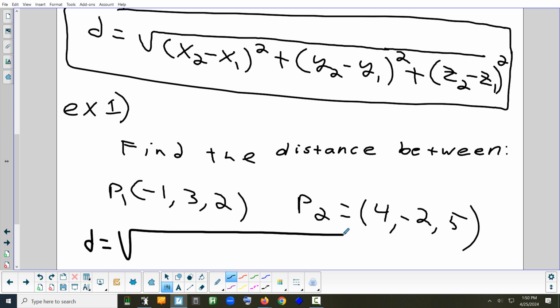All right, what's going to be my first thing that I put down in parentheses under the root? Your x numbers subtracted from each other, number 2, number 1. Okay, so can you tell me what I would write? So open parentheses 4 minus -1 squared. Okay, that's the first part. 4 minus -1 squared plus. All right, and what's going to be the next part?